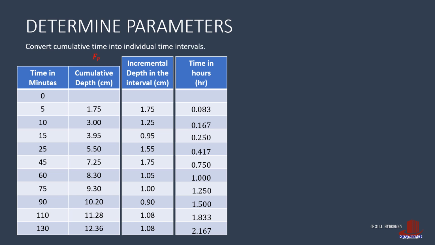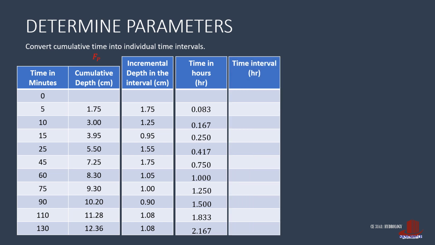Therefore, we should also take the incremental duration. So the next column is time interval in hours, computed as the difference of the durations. The first is 0.083 minus 0, giving 0.083. 0.167 minus 0.083 is also 0.083. 0.25 minus 0.167 is again 0.083. 0.417 minus 0.25 is 0.167. 0.75 minus 0.417 gives 0.333. 1 minus 0.75 is 0.25.